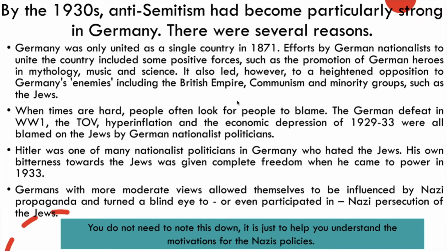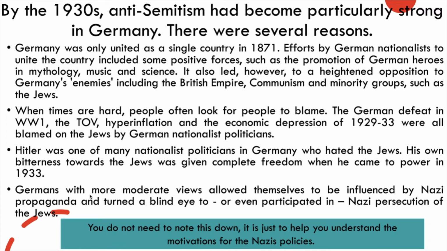Another reason for anti-Semitism was that when things are hard, people often look for a scapegoat. They look for someone to blame, and that correlated with World War I, the Treaty of Versailles, hyperinflation, and the economic depression. And they were all blamed on the Jews by German nationalist politicians. Hitler was one of many nationalist politicians in Germany who hated the Jews. His own bitterness towards Jews was given complete freedom when he came to power in 1933, hence the increase in anti-Semitism.